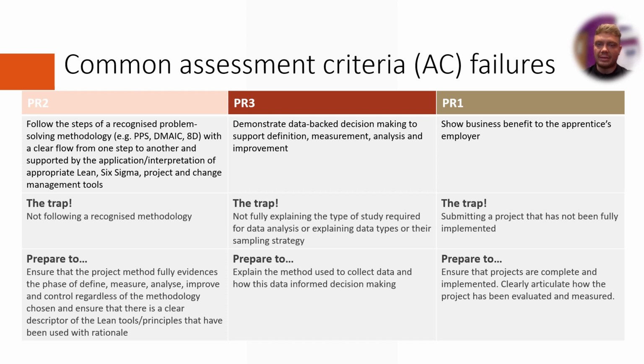PR1. Show business benefit to the apprentice's employer. The trap here is submitting a project that has not been fully implemented. In order to prepare, ensure the projects are complete and implemented. Clearly articulate how the project has been evaluated and measured.